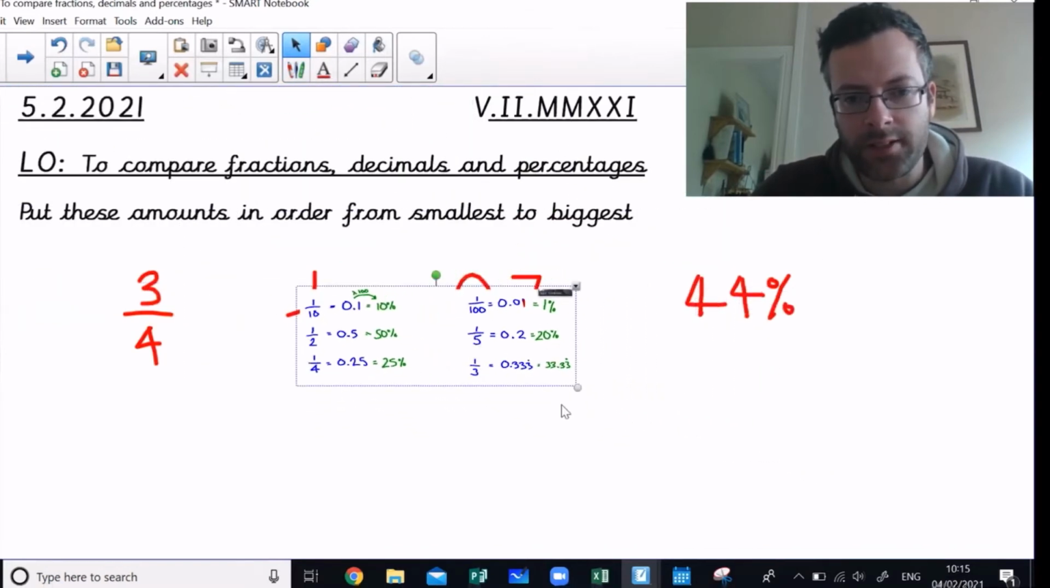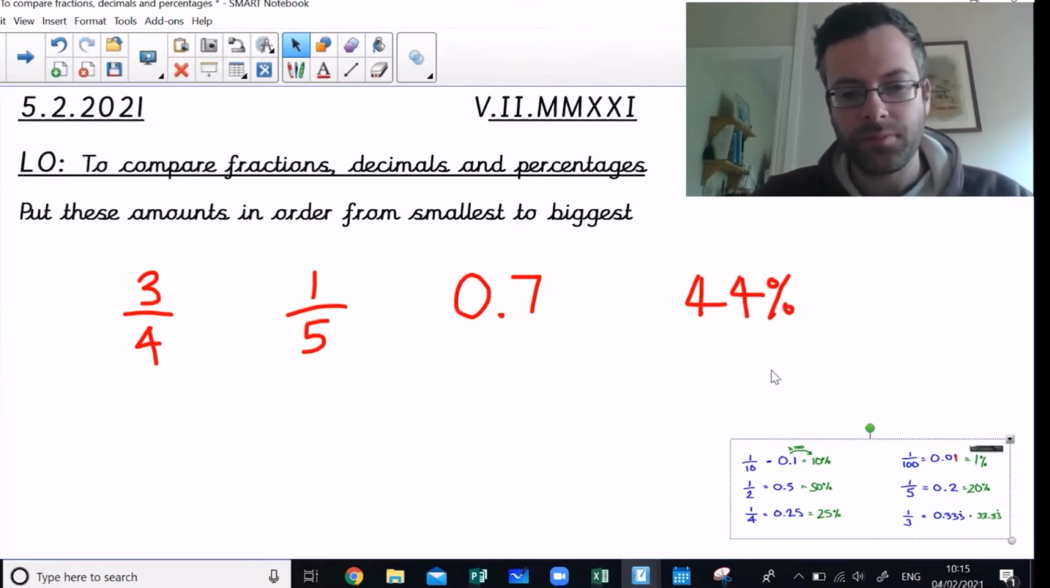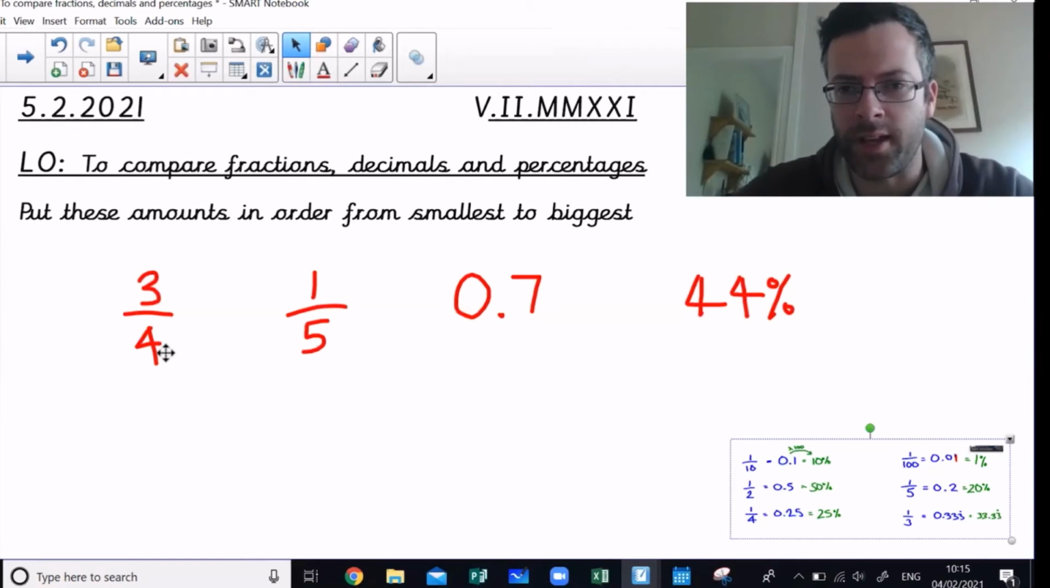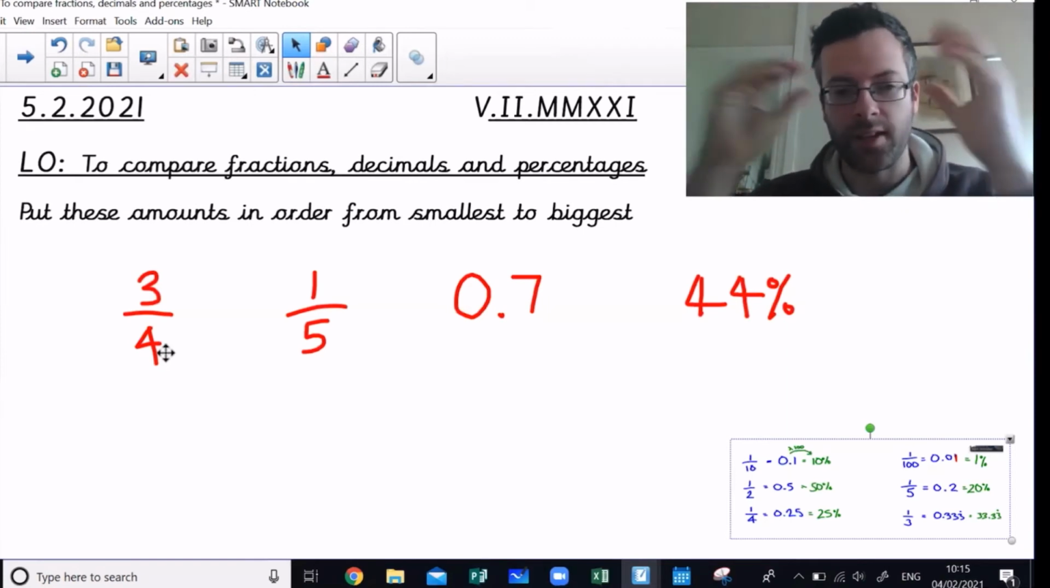So questions that you're going to get today. You are going to be given something like this that will have some fractions, some decimals, some percentages, and you've got to put them in order. So every one of them's got questions like this, ready, steady, go. So before we can do anything, we need to make them all the same thing.